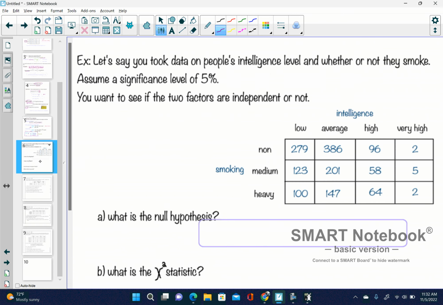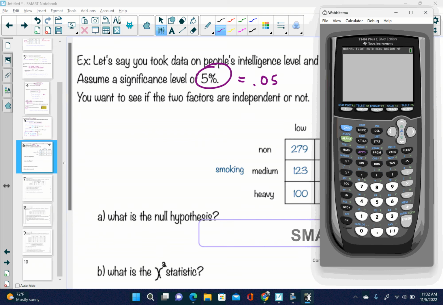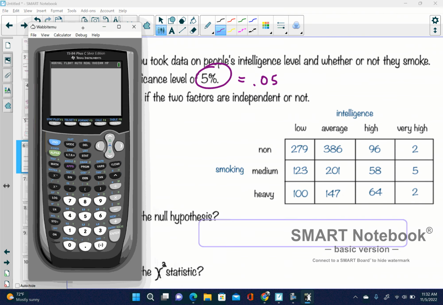So how do we actually do this on the calculator? First thing, you want to look at what the significance level is. So 5%, again, that's 0.05, because we're moving that decimal two places to the left. And we want to see if the two factors are independent or not. So how do we do this? We take our calculator and turn it on. Please do this with me. Don't just watch me do this.